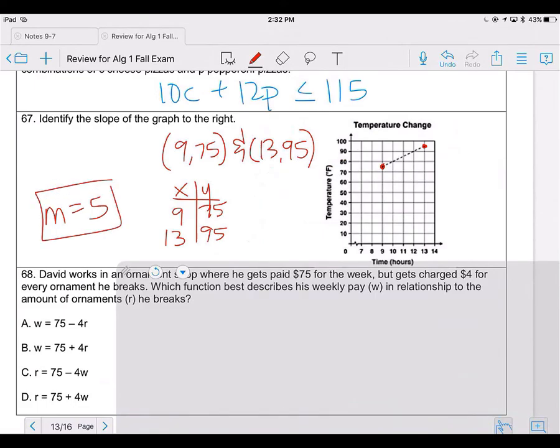Alternatively, you could count, but you have to remember that you go up 20 over 4. And then take 20 and divide it by 4.